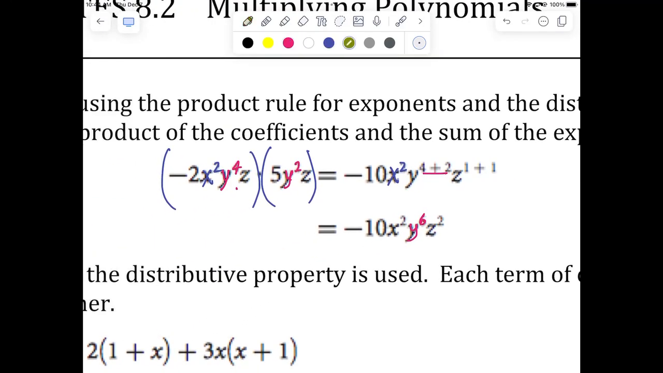And then z, we have some z's. We have a z to the first and another z to the first. We add those exponents. We get 1 plus 1, which is 2. So really, it's not that difficult. It's just careful record keeping. Multiply the numbers together first, and then for the variables, you just add their exponents. Okay.